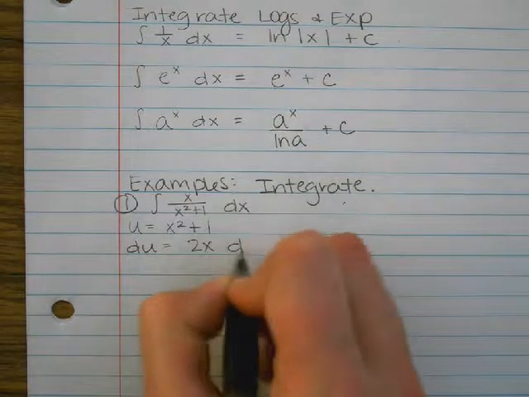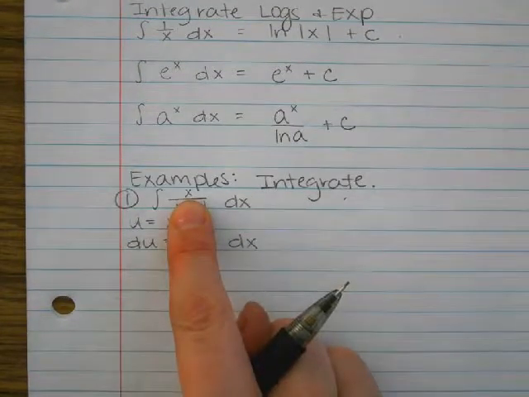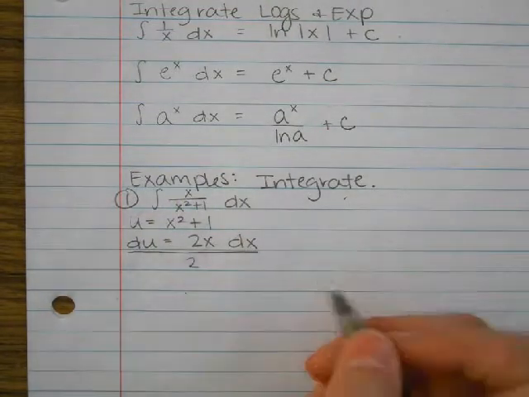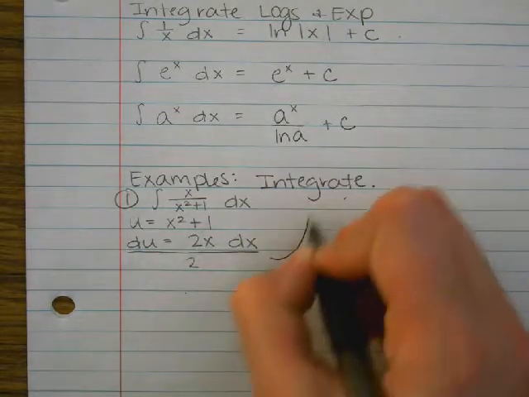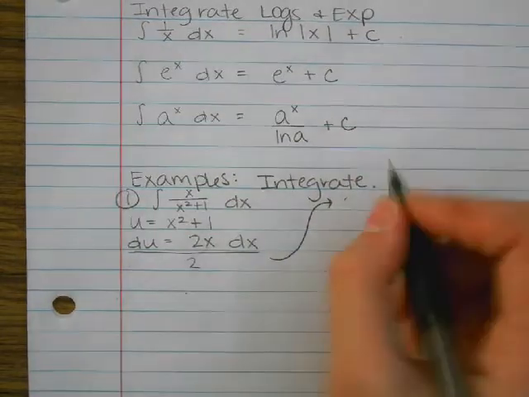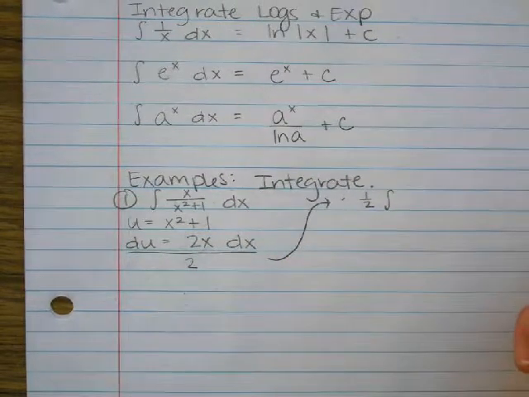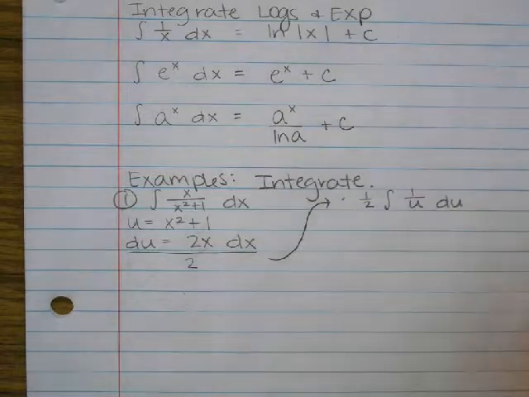2x dx, right? And I can see the x on the top of the fraction, but what are we missing? 2. We're missing the 2, so I know that I'm going to have to divide this by 2 because it's not in there. So the thing that I am actually integrating is 1/2 of, and do you guys know what we're actually integrating? 1 over u, yeah, good. 1 over u du.